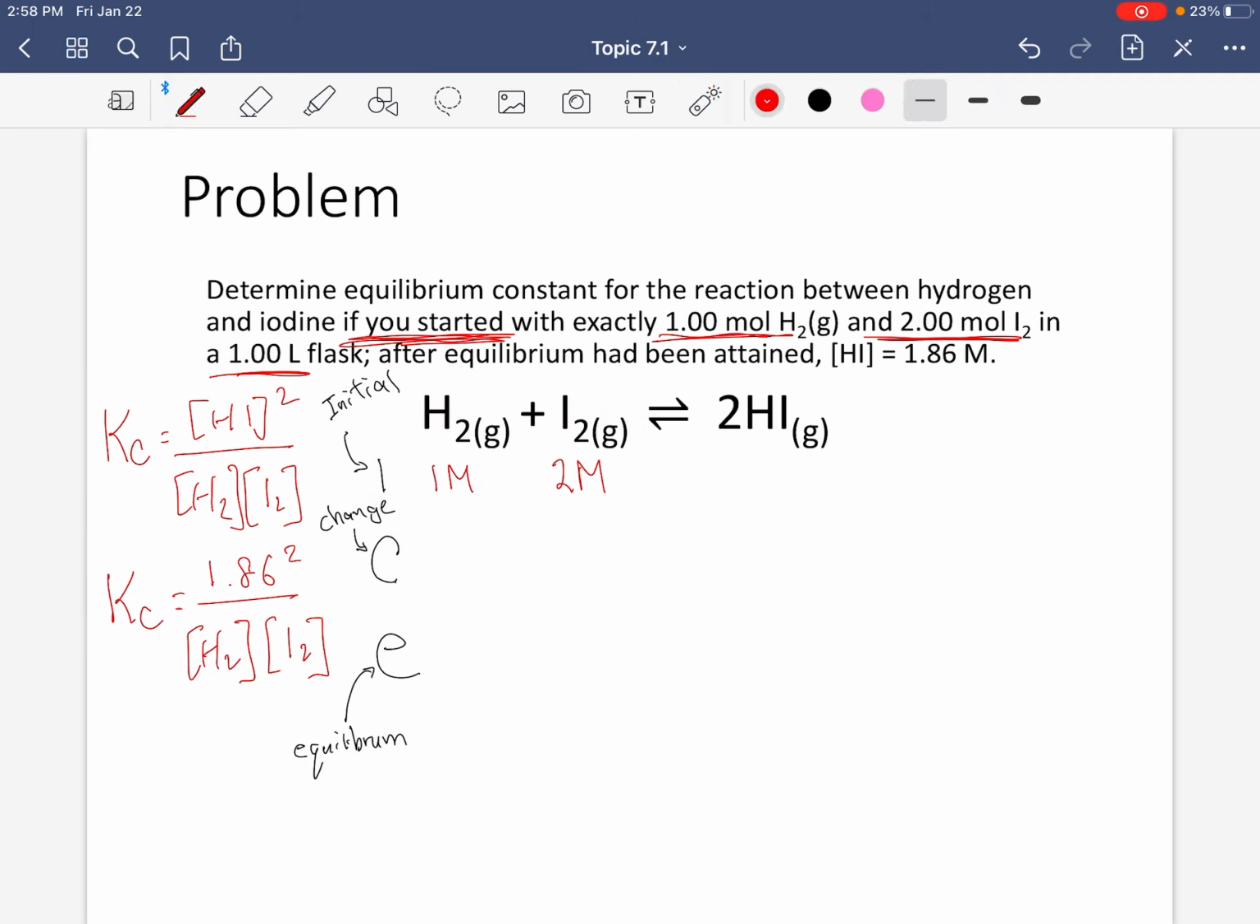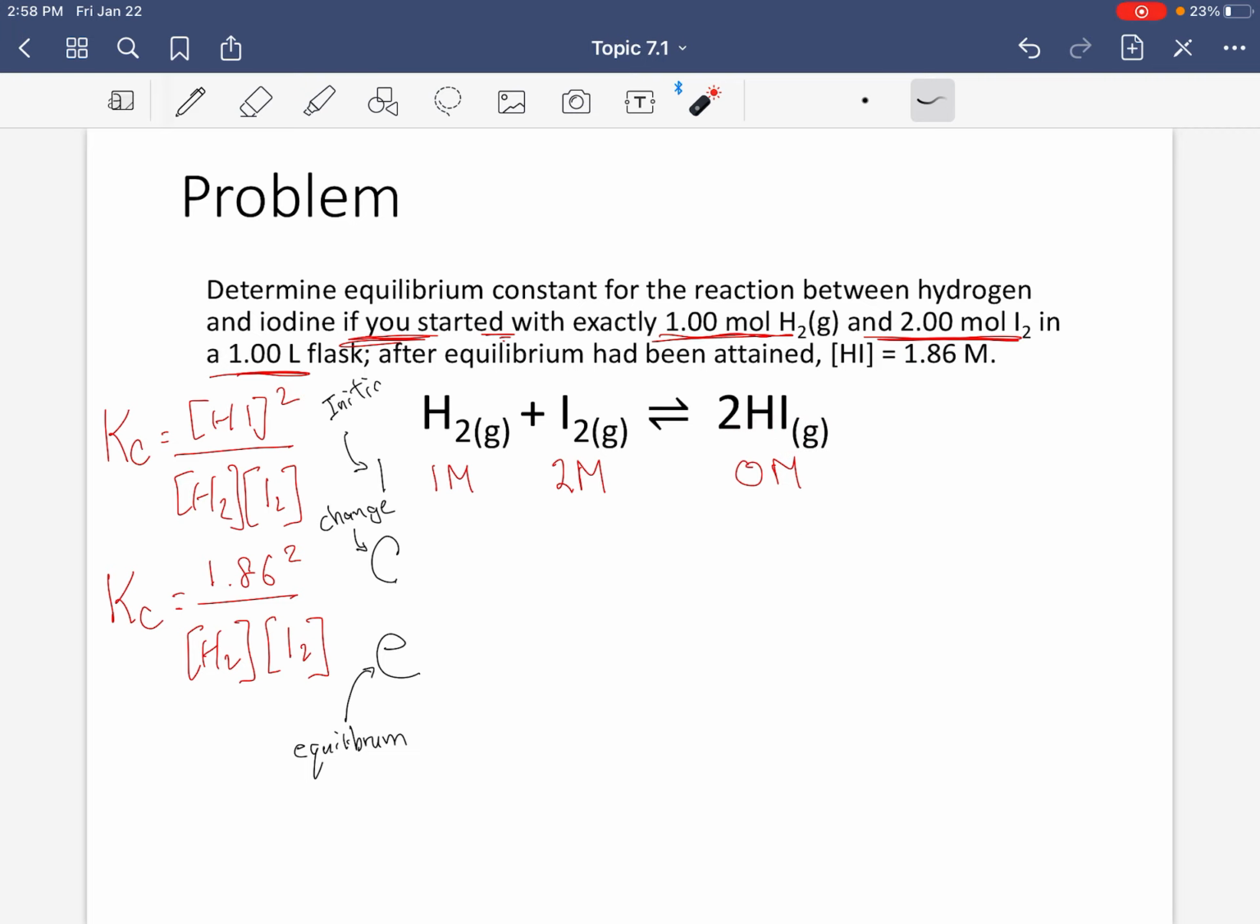Now, what would be HI initially? I hope you say 0. Because initially, it's almost like you didn't even mix these guys yet. You have this in a bottle, and you have this in a bottle. They didn't mix, so why would you have this? So this initially started as 0.